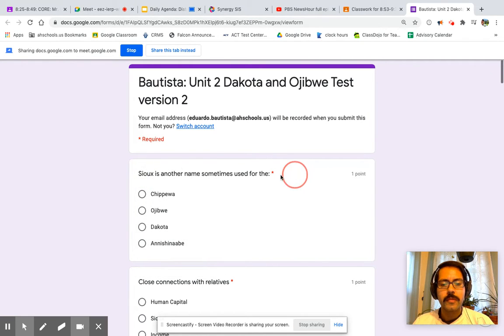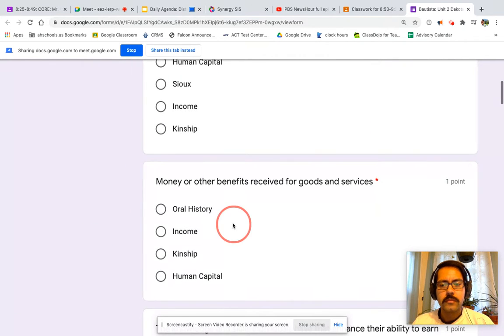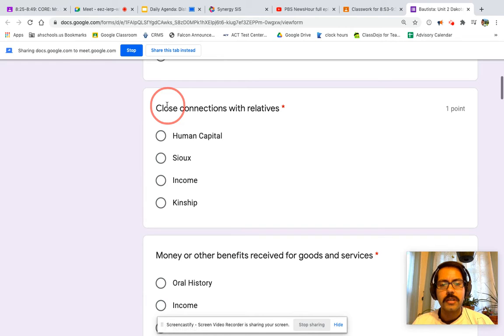So Sioux is another name sometimes used for the Chippewa, Ojibwe, Dakota, or Anishinaabe. Second question, close connections with relatives. What word below means close connections with relatives? Human capital, Sioux, income, or kinship?